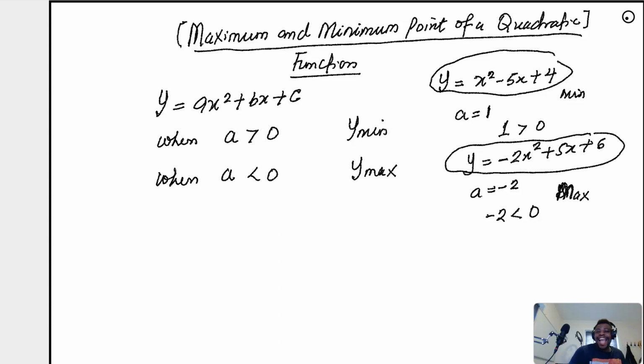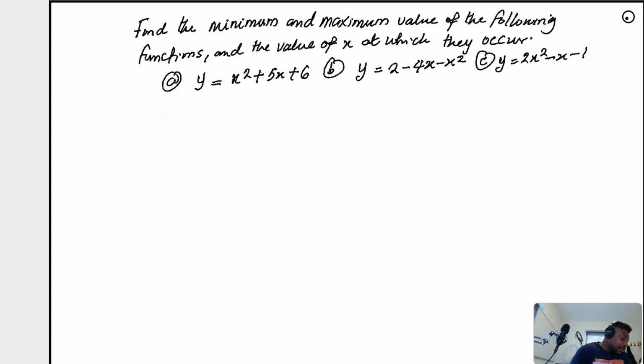But let's see how we can get our minimum point and maximum point with respect to the x values without even plotting the graph. Now, look at this question. We have to find the minimum and the maximum value of the following functions and the values of x at which they occur. So the first thing is you need to decide if it is the minimum value you can get or maximum value. Now, let's talk about a.